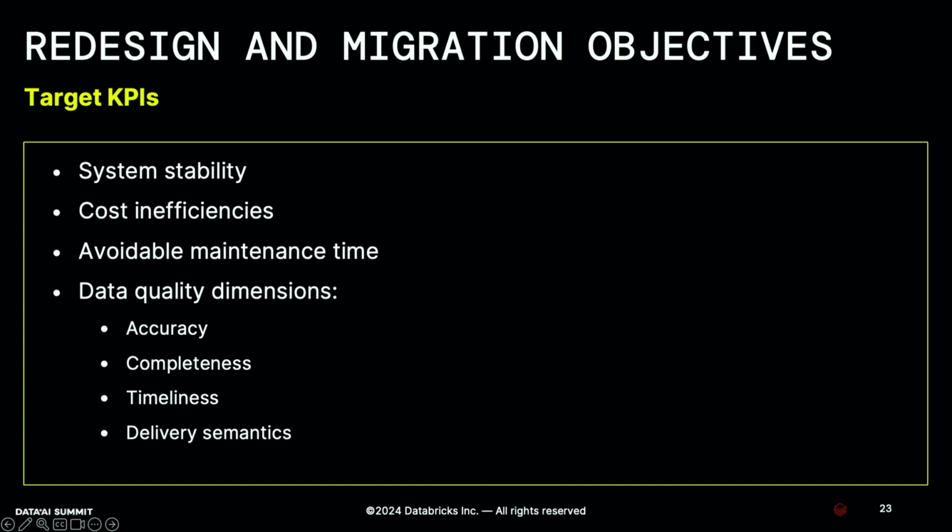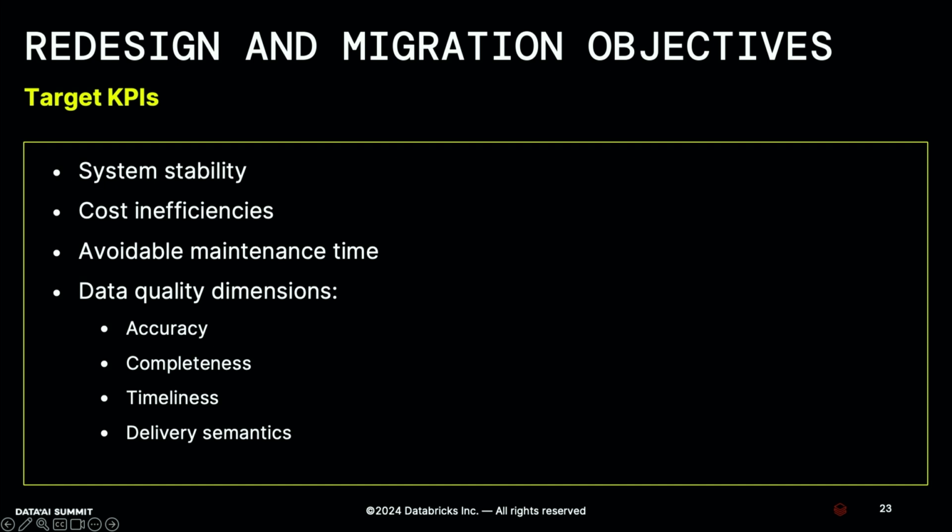Moving on to redesign and migration objectives. What did we try to achieve with this redesign, redevelopment, and migration of our streaming application? We targeted several KPIs for improvement. I'll just outline them here quickly and leave the detailed description for later when we share the results.